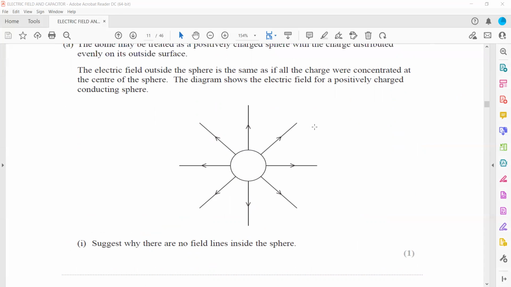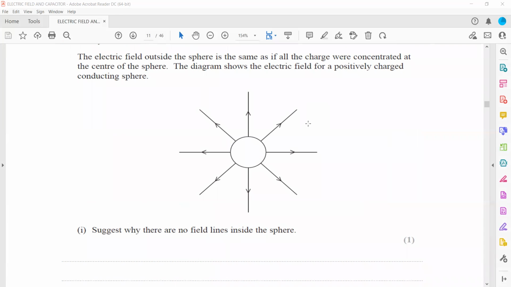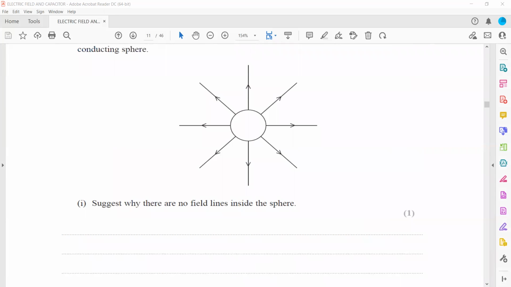The diagram showing the electric field of a positively charged conducting sphere suggests why there are no field lines inside the sphere. There are no field lines because the resultant force on a charge would be zero. For example, if there is a positive charge here, like charges repel each other, or if there is a negative charge here, unlike charges attract. One positive from here and one from there apply the same force in opposite directions, so the resultant force is zero.